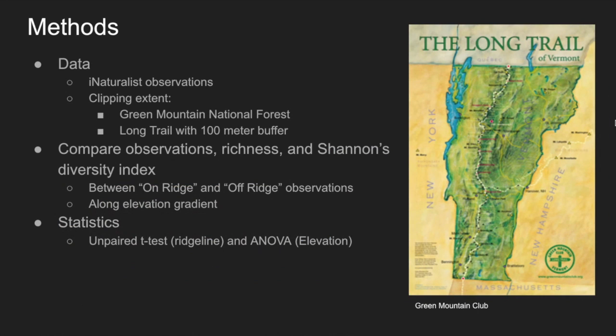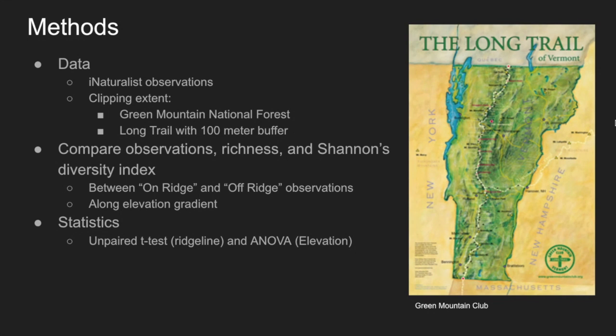The data that was used were iNaturalist observations, as well as the Green Mountain National Forest boundaries in southern to central Vermont, and the Long Trail boundaries with a 100-meter buffer. But the Long Trail was only looked at within the bounds of the Green Mountain National Forest. The Long Trail boundary was used to look at ridgeline presence and biodiversity there.